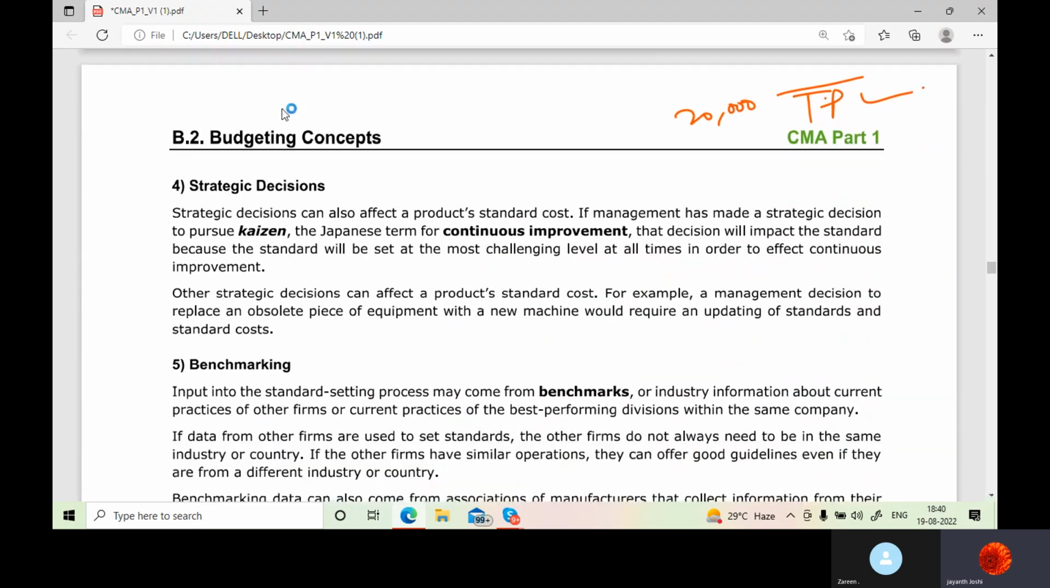Then comes the strategic decisions. I'm speaking about the Kaizen process. Strategic decisions can also affect a product standard cost. If management has made a strategic decision to pursue Kaizen, which is a Japanese term for continuous improvement, then with more and more passage of time and with more experience, they try to ascertain the cost of a product with efficiency.